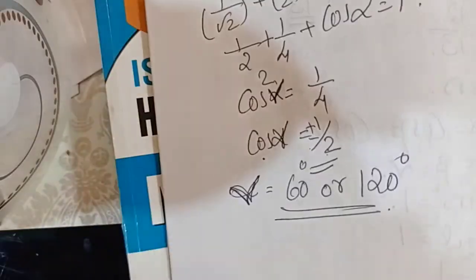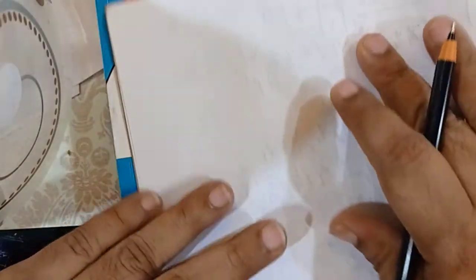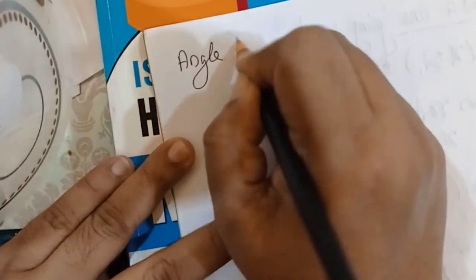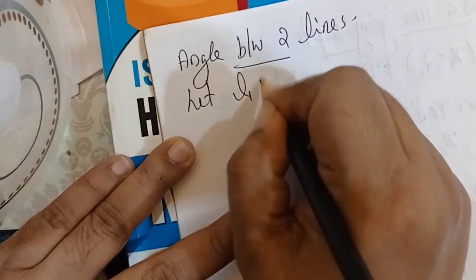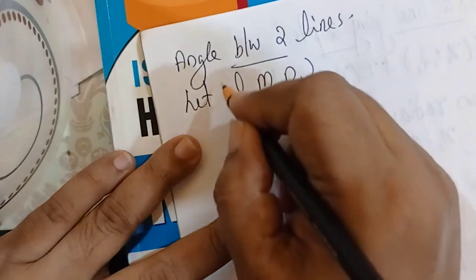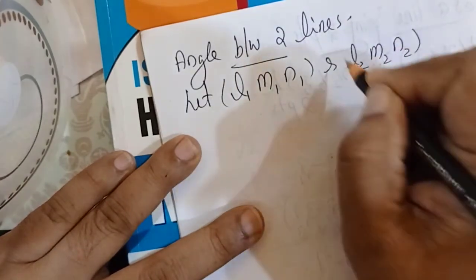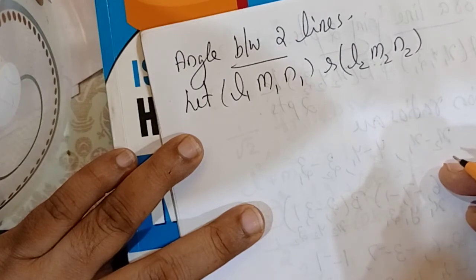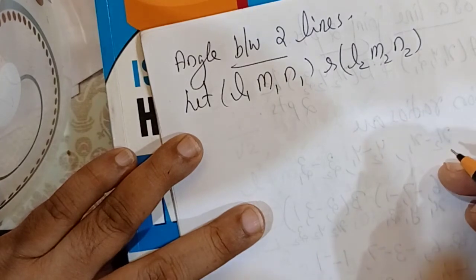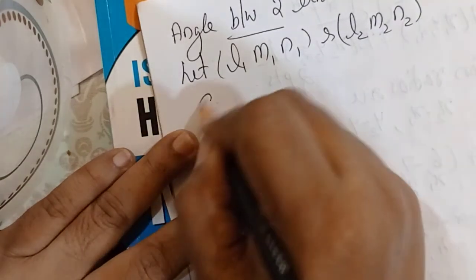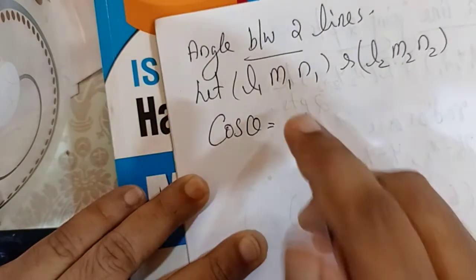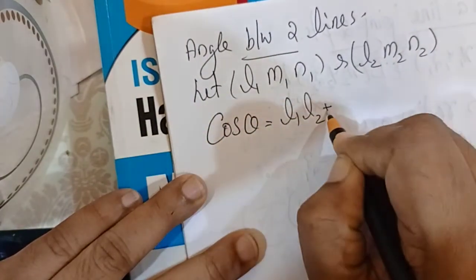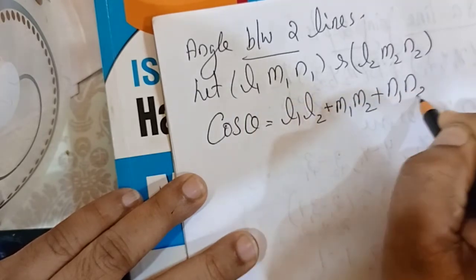Next write down: angle between two lines. Let l1, m1, n1 and l2, m2, n2 be the direction cosines of two given lines. Then if the direction cosines are given, the angle between these two lines, cos theta, is equal to, very simple, l1 l2 plus m1 m2 plus n1 n2.